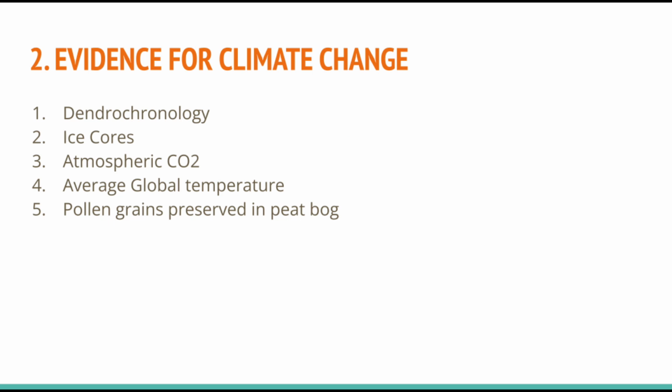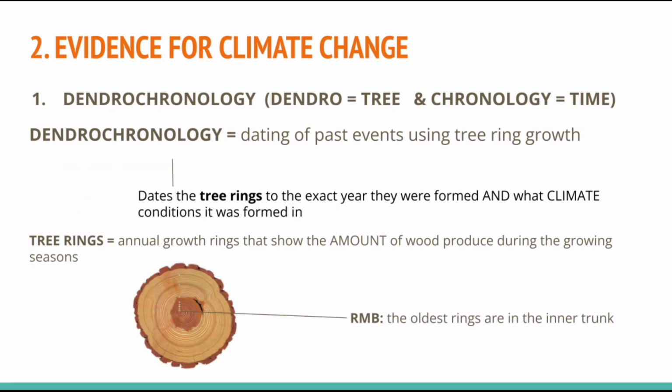On to the next heading, evidence for climate change. So there are 5 evidences that we have to run through, which are listed right now. So let's start with the first one, dendrochronology. So dendro meaning tree and chronology meaning time. So dendrochronology, the dating of past events using tree ring growth.